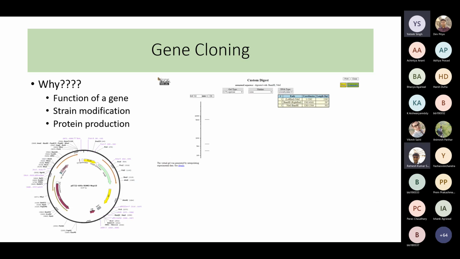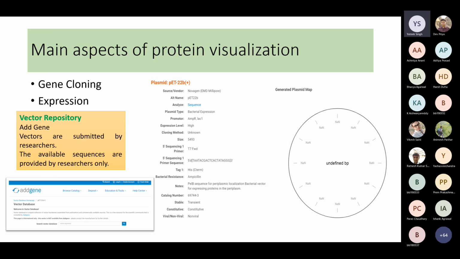You can also get the vectors. Addgene is a vector database where you can learn about the different vectors, their properties, where you can get them, the name, the whole sequence, and what type of vector it is. Whether it is expressing in bacteria or mammalian cells, what promoter type it has, and what resistance is there, ampicillin resistance, kanamycin resistance, or any antibiotic resistance. Everything you would get to know about the plasmid from Addgene. It is a vector repository.